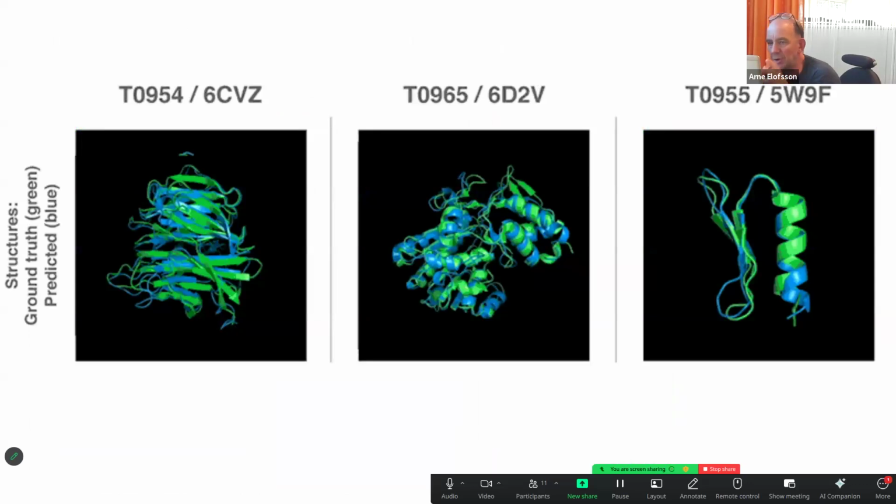And these are just some examples of the models. So you can see the models are almost perfect. And there are, see here, parts in the middle region that are not really perfect, but some of them are really, really spot on. So much higher quality than anything I had seen before for these difficult targets.